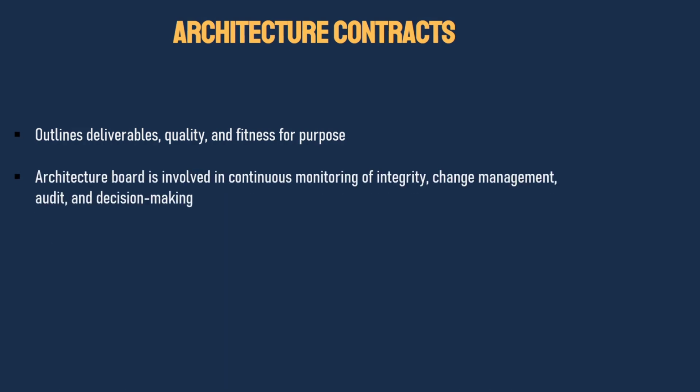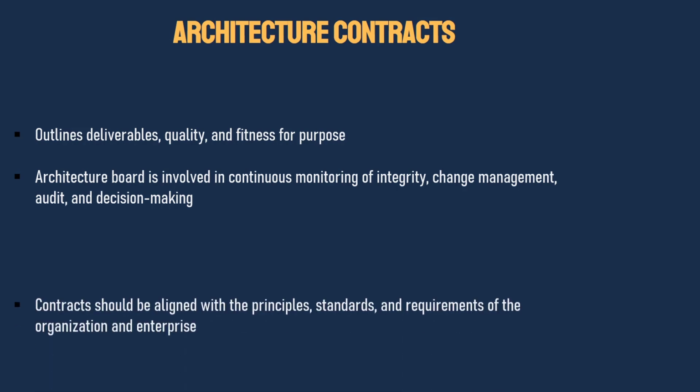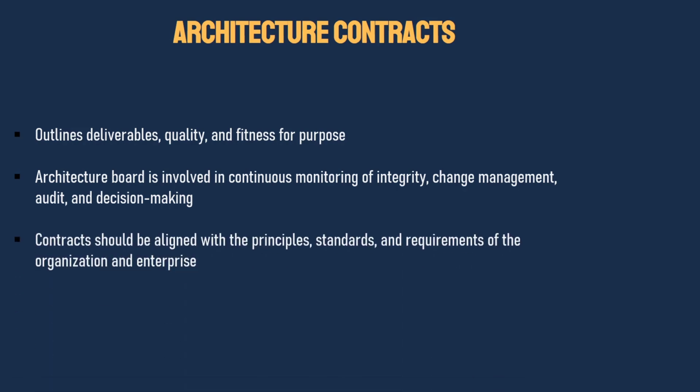Architecture contracts themselves outline deliverables, quality, and fitness for purpose. The architecture board is involved in continuous monitoring of the integrity, change management, audit, and decision making for these contracts. Contracts should always be aligned with the principles, standards, and requirements of the overall organization and enterprise.